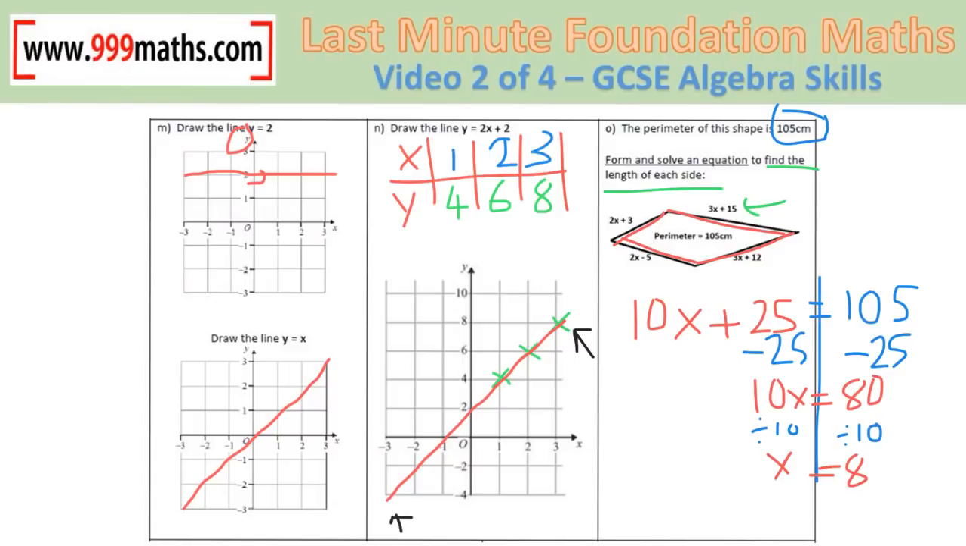Add 15 onto that, that makes 39. This side here is 3 times 8, add 12, that's 36. This side here is 2 times x, minus 5, that's 11. And this side here is 2 times 8, add 3, that's 19. And those four numbers will add up to 105.